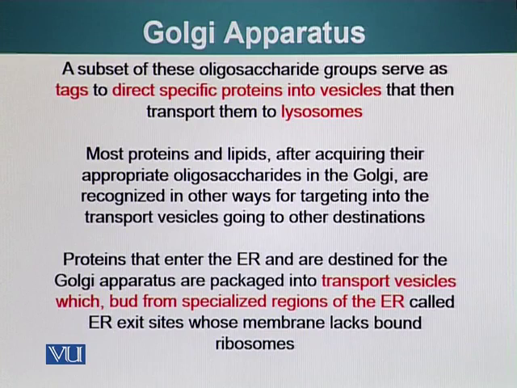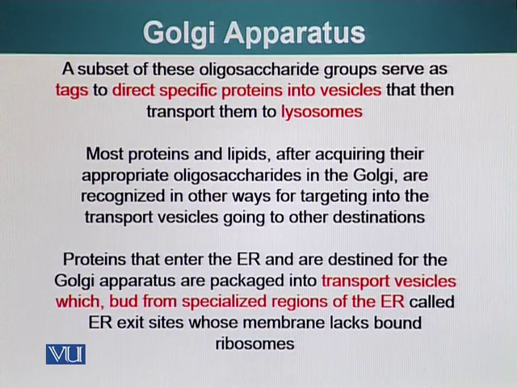Most proteins and lipids, after acquiring their appropriate oligosaccharides in the Golgi, are recognized in other ways for targeting into the transport vesicles going to other destinations. As I mentioned, one of the destinations for proteins which are being altered in Golgi apparatus is also lysosome.